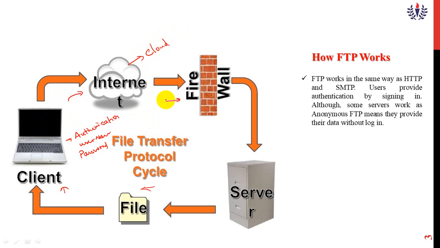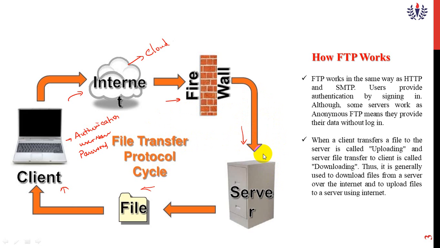If the file is correct, then it is accessed. Otherwise, it will get into the firewall system. Then again it will go to the server. So this is the recycling process. When the client transfers a file to the server, it is called uploading, and the server file transferred to the client is called download.